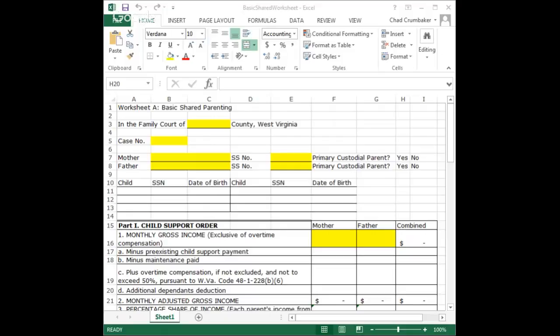When they put the numbers in, it automatically populates that thing we mentioned earlier about where it comes from, the chart. There's a program that pulls the chart, and as soon as you put the combined income in, you get the number, the basic obligation.